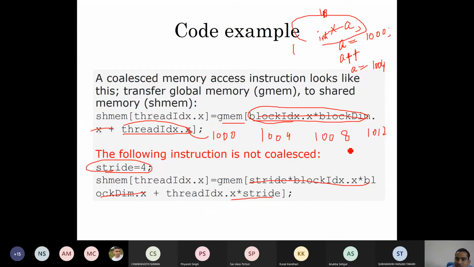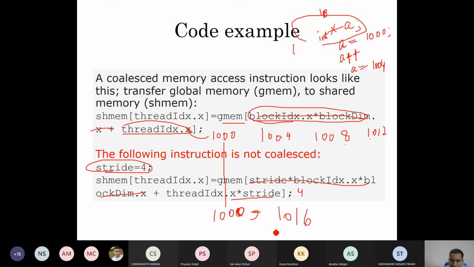Instead of 1000, what will it change to? What will thread 0 access here? It will still access 1000, that's fine. Now, what is the next one? It will now be a value of 1, which will get multiplied with the stride. So that will become 4. So whatever thread 4 was accessing earlier will now be accessed by this thread. This was 0, 1, 2, 3, 4, so that will be 1016.